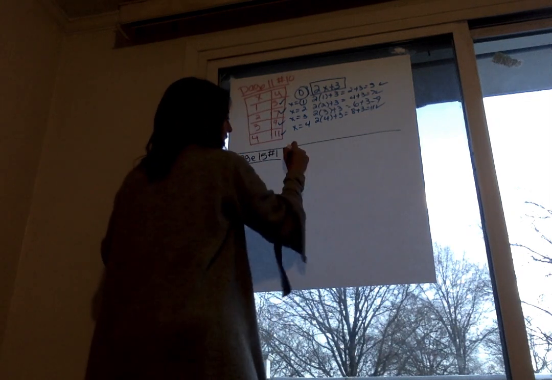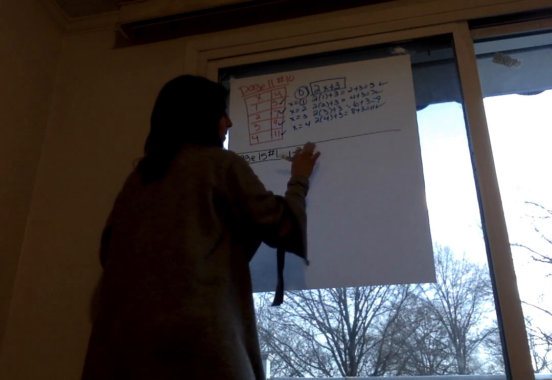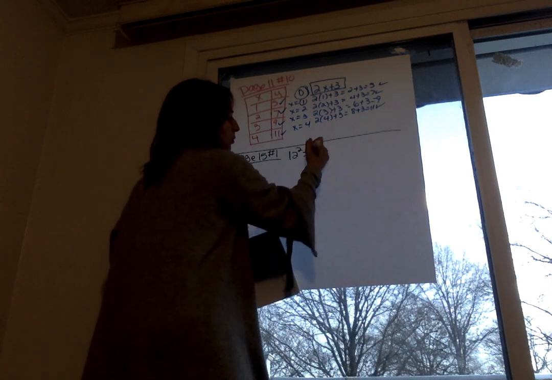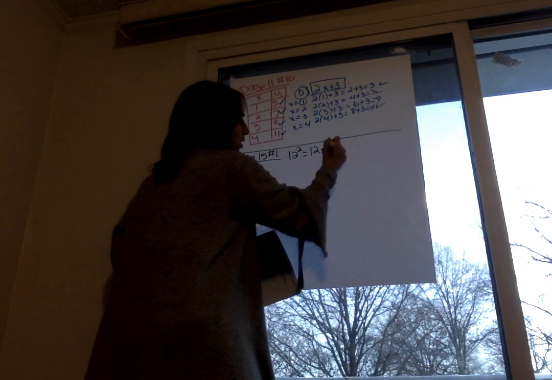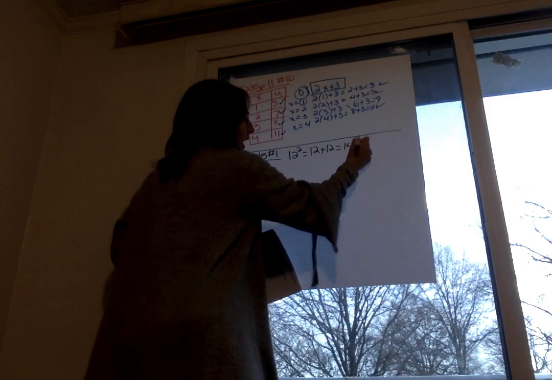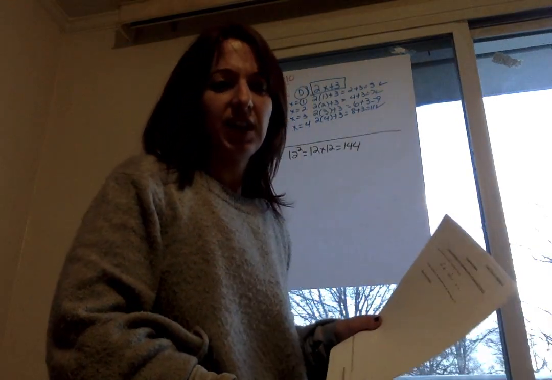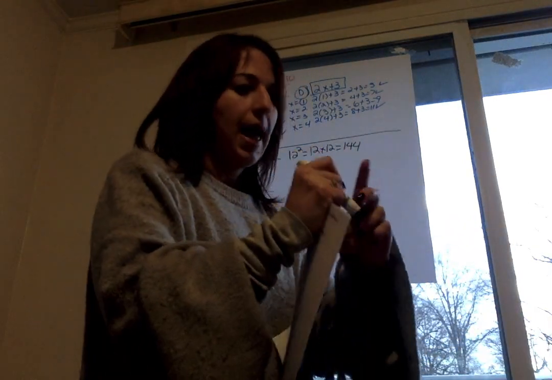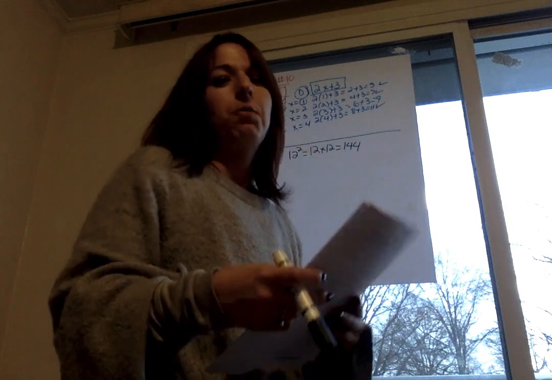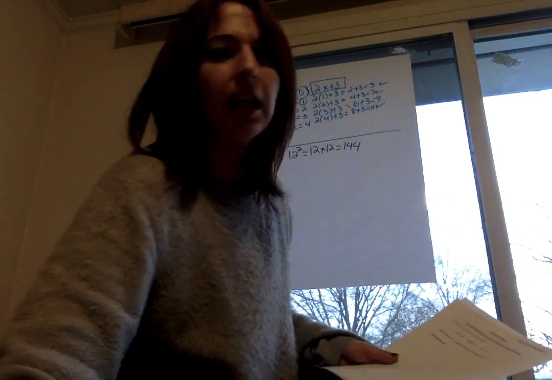So first of all, 12 squared, when I expand it out, the exponent tells me how many times to multiply the base. I got 12 times 12, which is 144. I got to figure out if expression A, expression B, and expression C equal 144. And it could be 1, it could be 2, or it could be all of them equal 144.